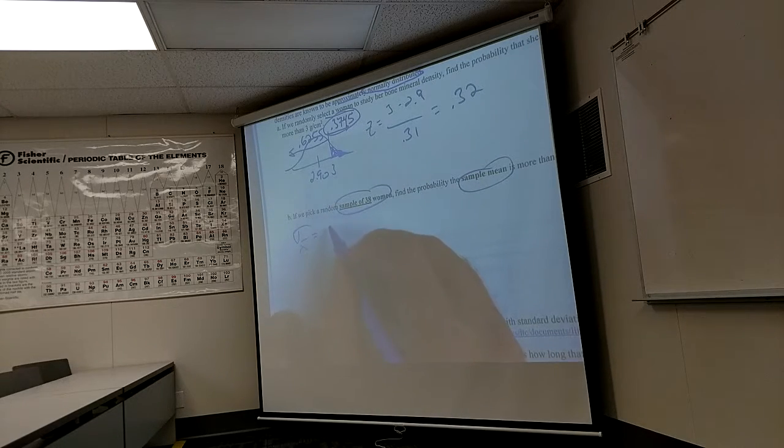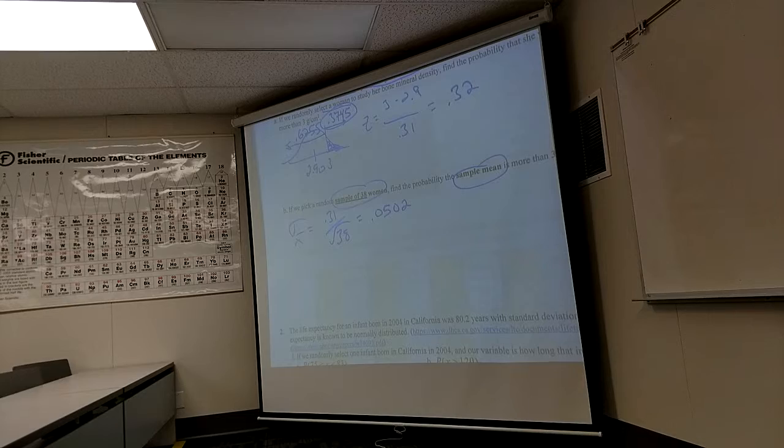Where'd it go? 0.31 divided by what? Square root of 38. Square root of 38. And you get something or other. 0.0502. You could just stop at 0.05, that's fine. But when it gets even smaller, it's better in general to go further out.